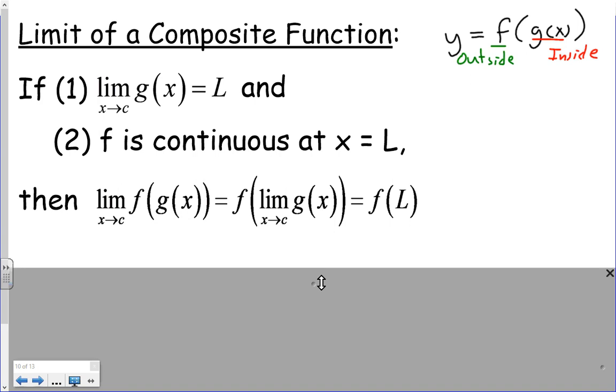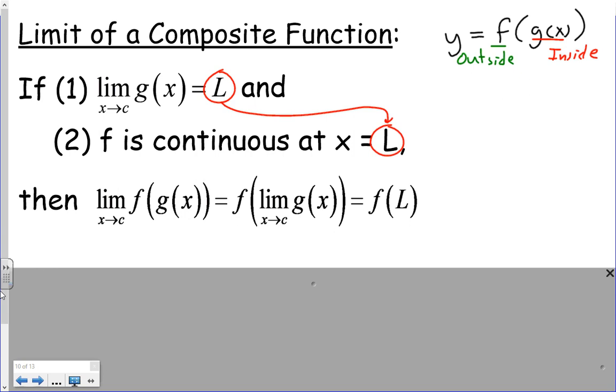The second condition deals with the outside function, and that is function f has to be continuous at x equals L. Notice that we are looking at the limit of the inside function and using that as the place where we're considering continuity. So it's not x equals c that we're worried about continuity at, but rather at x equals L. That's because this is a composite function, so we take the result of the inside function and plug that into the outside function. So we have to check for continuity at L.